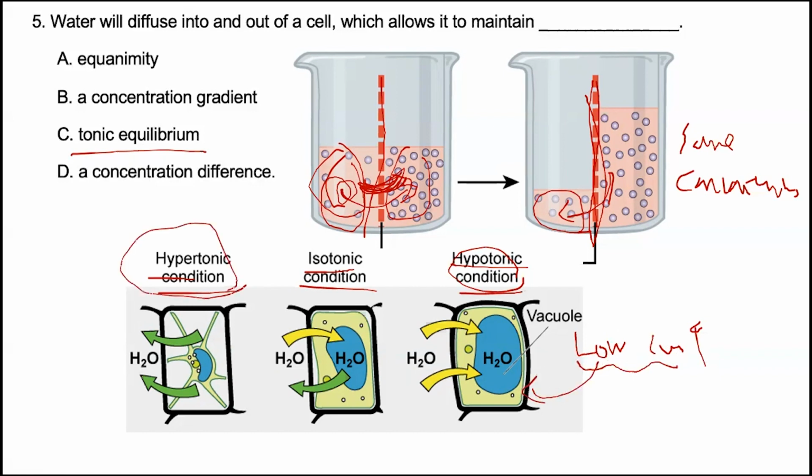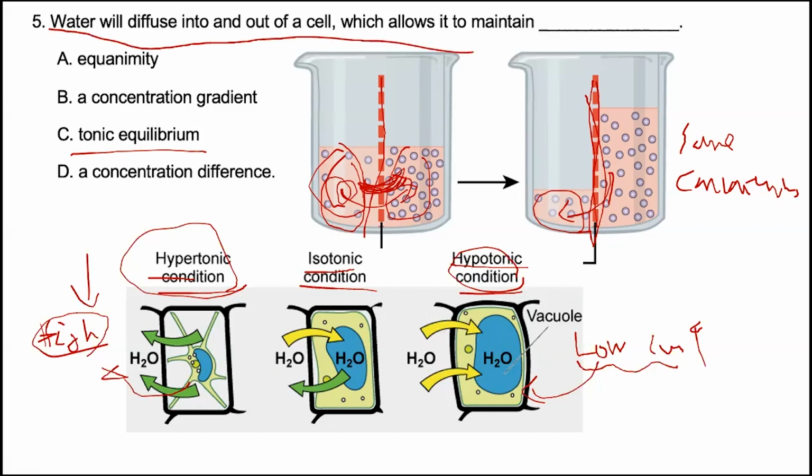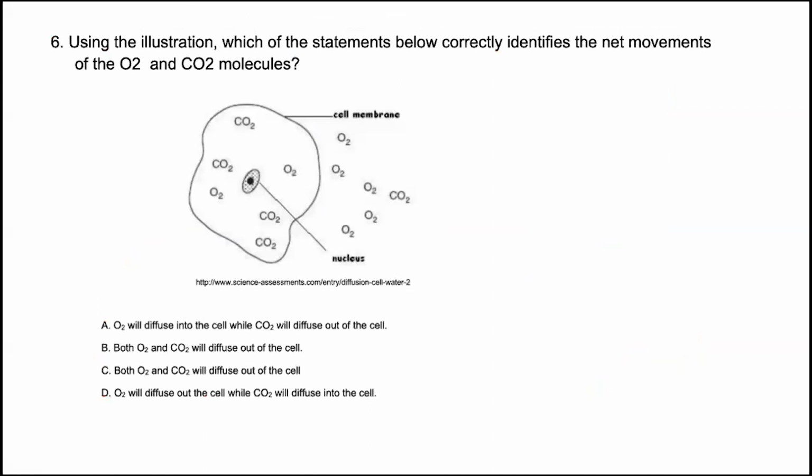On the other hand, if there's high concentration outside, water has to move out of the cell to dilute this down to a lower concentration. Is that clear? So water will diffuse in and out to maintain what? Tonic equilibrium will be the right choice for this case. Okay, so number 6 here.